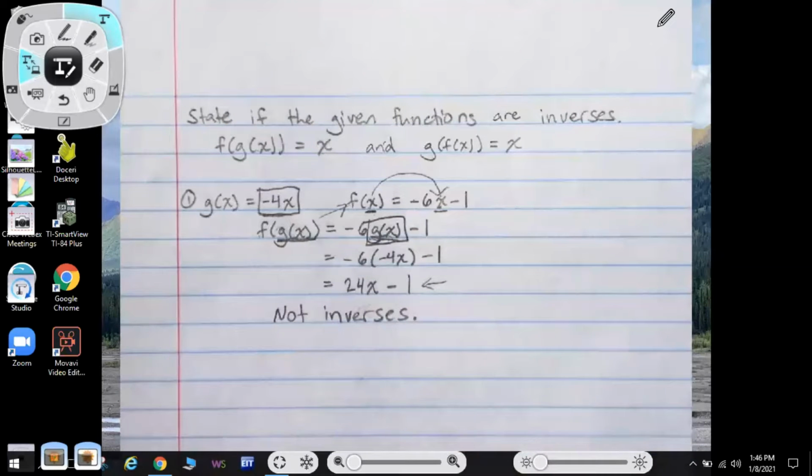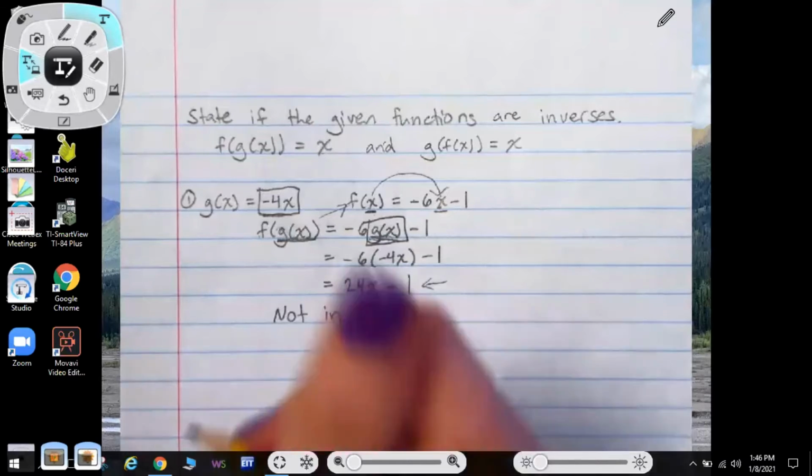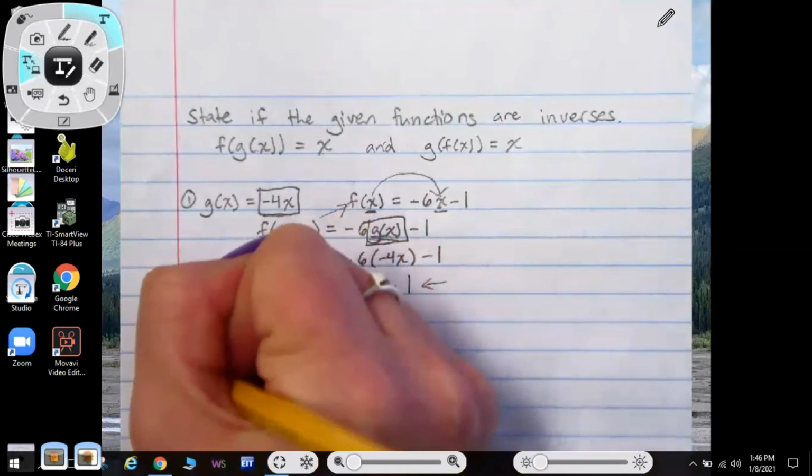Okay, the other one that I'm going to work is actually number 3. So it's okay if y'all's papers are out of order, that's fine. But we're going to work number 3 together now.